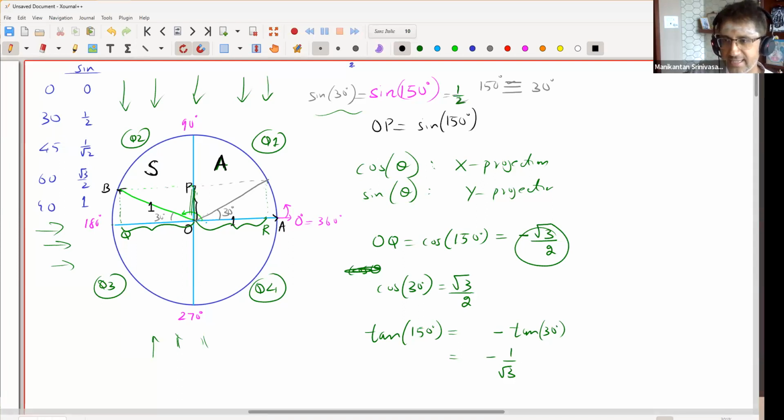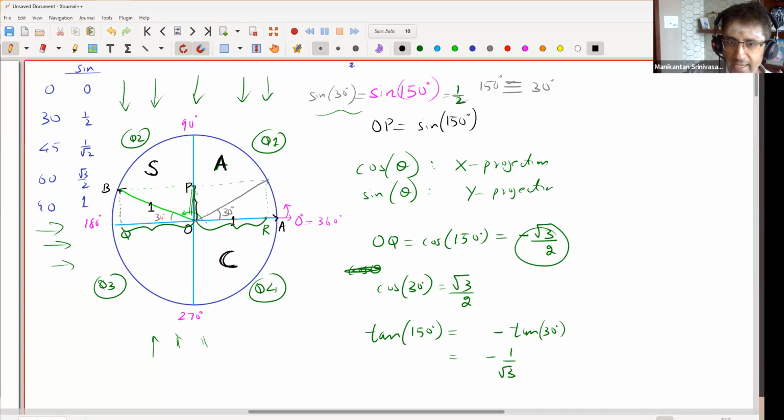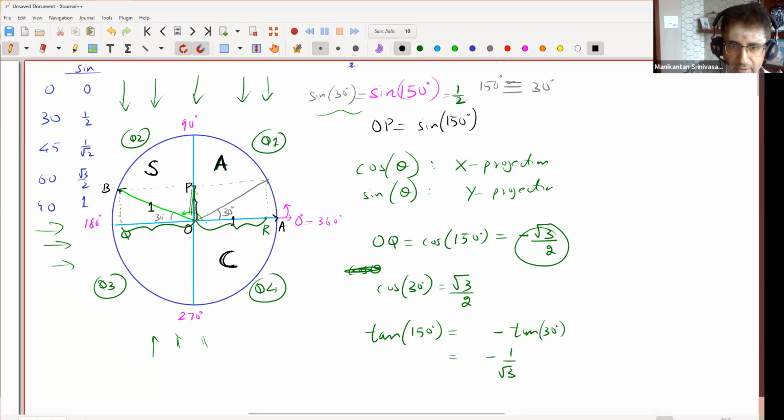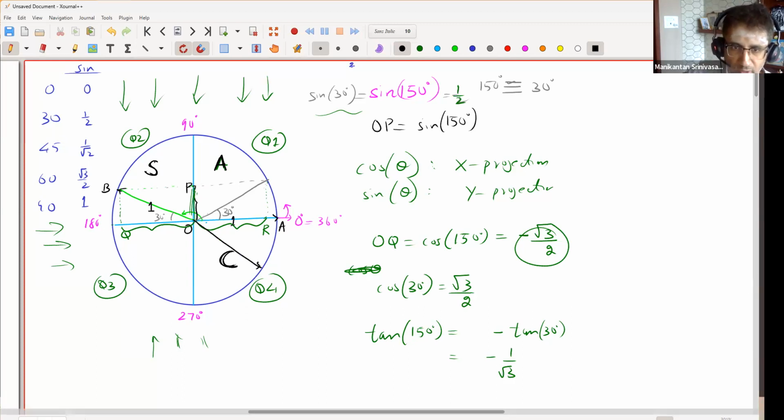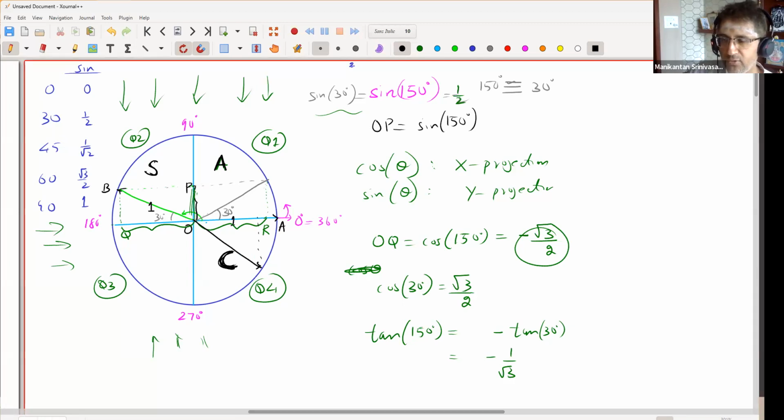So I'll mark that as yes, meaning sine is positive, but cos will be negative, and therefore tan will also be negative. In the fourth quadrant, the x-axis projection will be positive, right? For example, if I have an angle here like this, the shadow will fall somewhere here. So the x projection will be positive, but the y projection will be negative, meaning cos will be positive, but sine will be negative, therefore making tan negative as well.